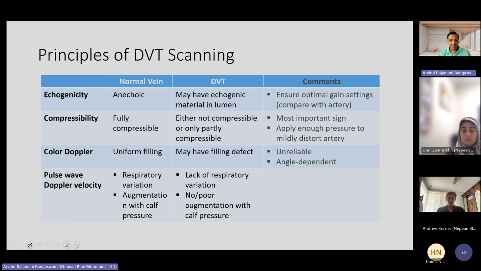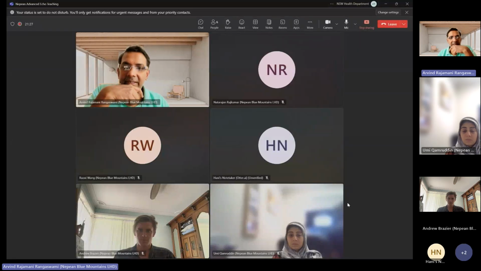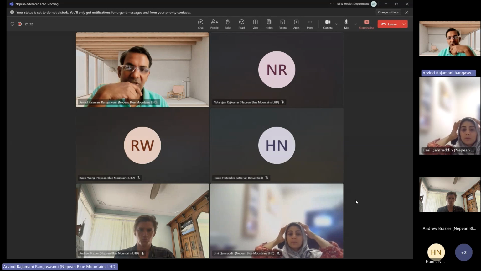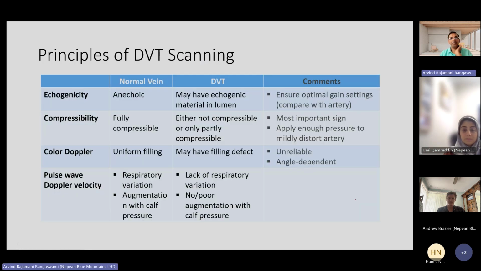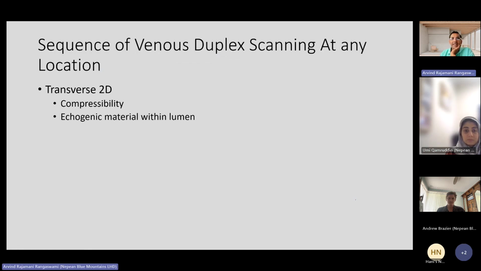I will be going into the technique, zone by zone, with pictures. Do you have any questions so far? All good? Okay. The sequence of venous scanning.